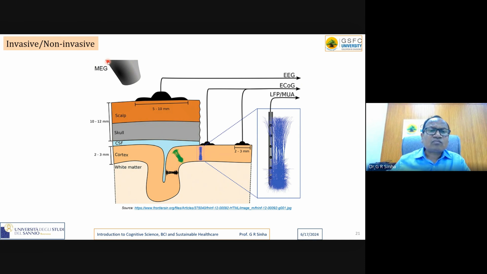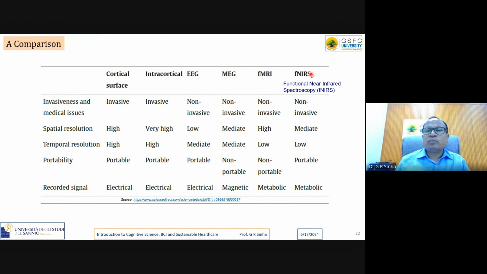But again, there are challenges with MEG, because when you use MEG, any magnetic device or element nearby will affect the brain signal. So the most popular modality is EEG. This gives you a comparison. Here we'll stop today.